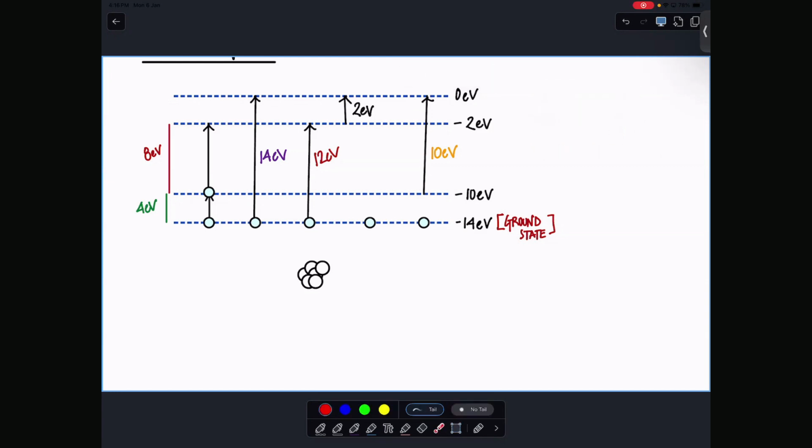Now look at the gaps here. The gap between these two levels is 4. The gap between these two is 8. The gap between these two is 2. The gap here is 12. The gap there is 14. The gap there is 10, right? Why did I put these gaps here? So listen very carefully.